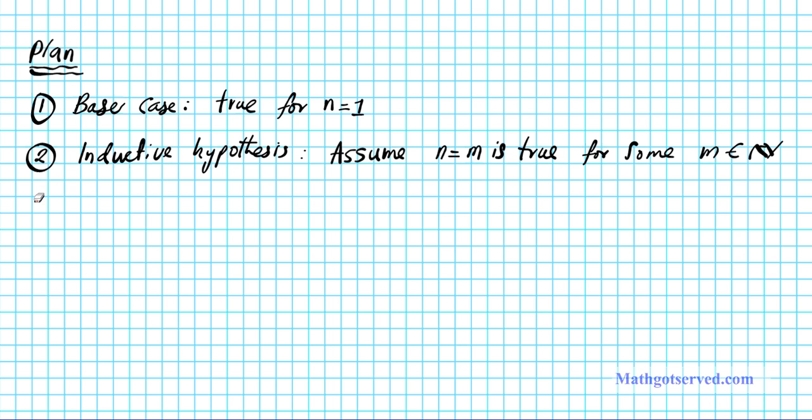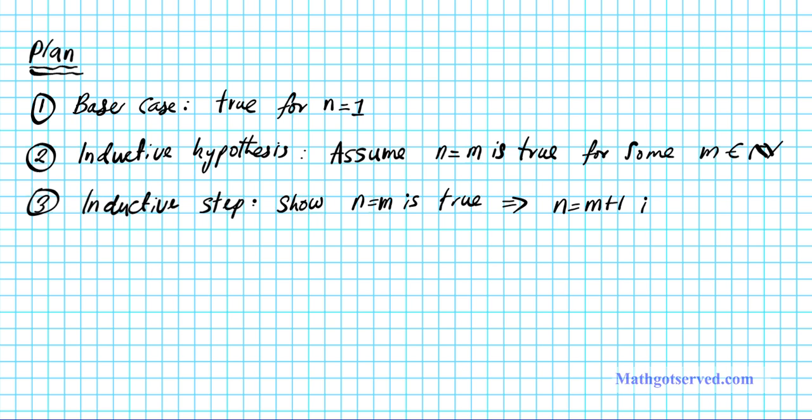And then last but not least, we have to do something called the inductive step. The inductive step is based off of our inductive hypothesis. Assuming that our inductive hypothesis is true, does it follow that the next step is also true? For the inductive step, we're going to show that n equals m is true implies that n equals the next step, m plus 1, is also true.